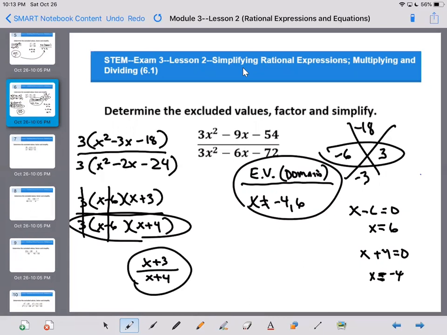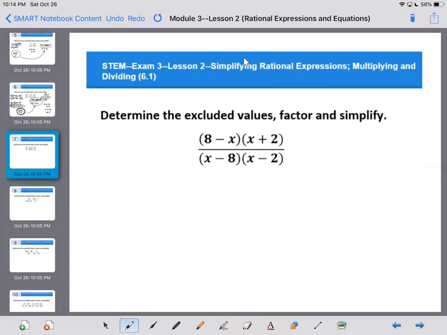A very common mistake people make is they look at this and they think, well, I'm just going to divide out those x's. Well, you cannot do that because that x is being added to 3, and that x is added to 4. So we cannot cancel out those x's or divide them out. We are left here along with the excluded values.